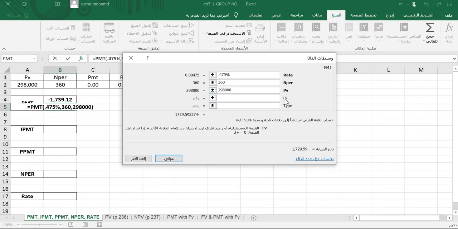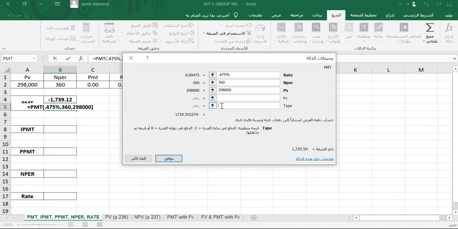If there is an outstanding principal at the end of the period you are going to pay the bank, this is what the future value means. For example, you will pay each month, and at the end of the month you will pay a big amount. That's a future value. And then you might fill out the type. The default for the type is 0. What does it mean? 0 means that the payments are done at the end of the period.